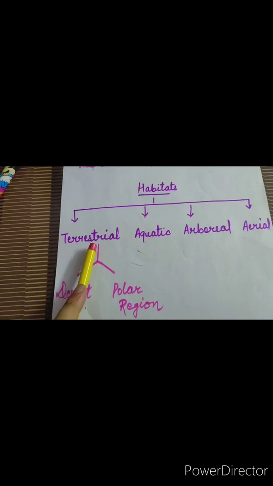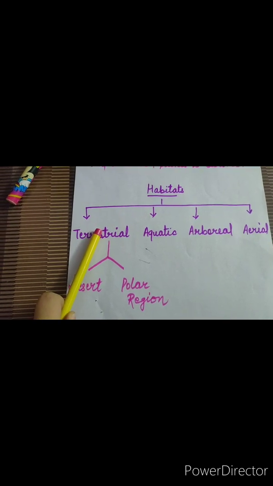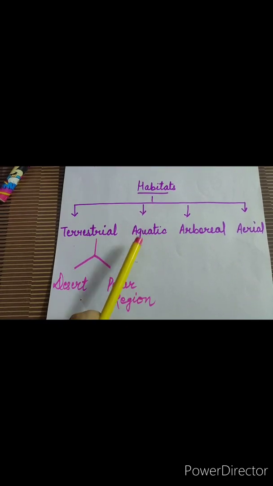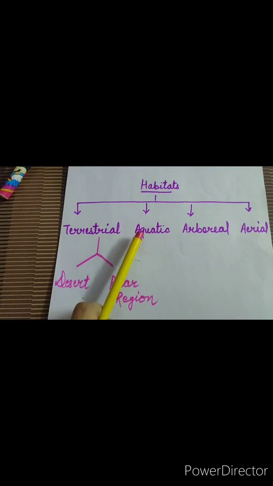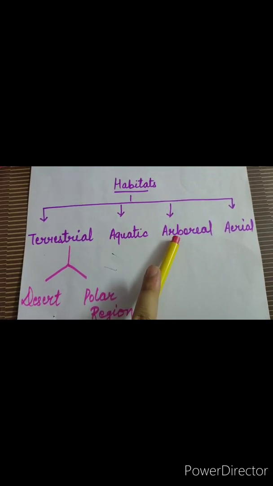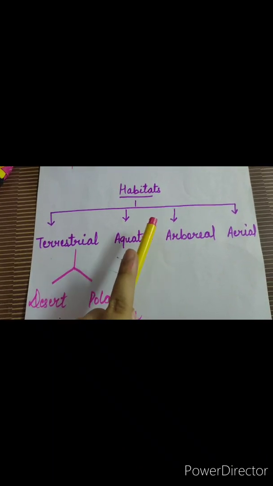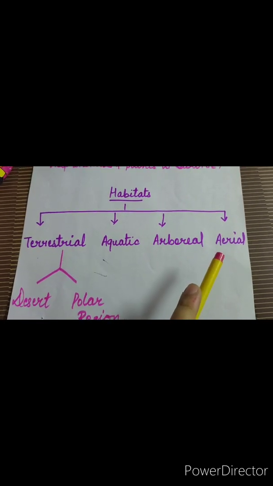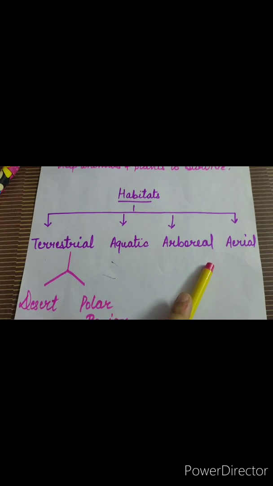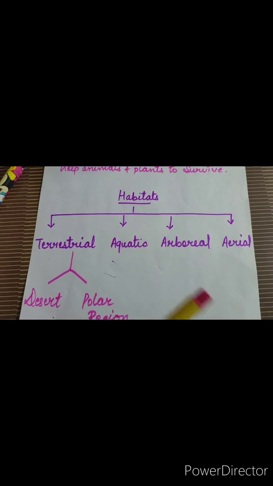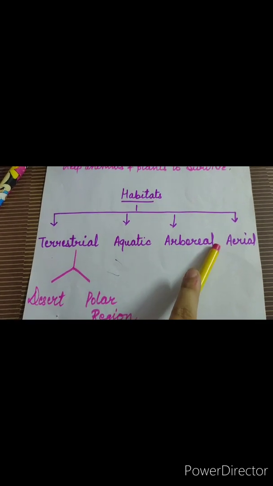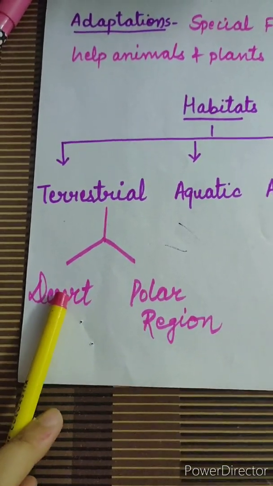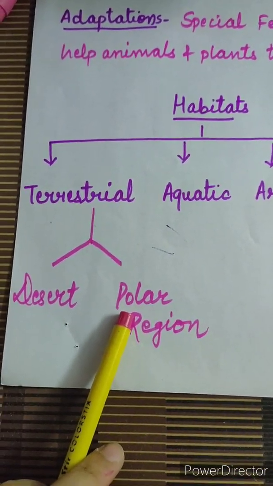What is terrestrial? In this habitat, animals live on land. Aquatic habitat, in this habitat, animals live inside the water, for example, fish. Animals of arboreal habitat spend most of their time on trees, for example, monkey. And aerial habitat, animals of aerial habitat spend most of their time in air, for example, birds. Birds belong to which habitat? Aerial habitat. Okay. Terrestrial habitat is again divided into two: first, desert habitat, and polar region habitat.